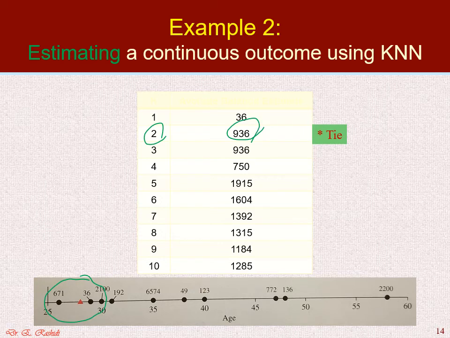So that's our prediction. Also for k equal to 3, we are still going to make a prediction of $936 as the average balance. For k equal to 4, our estimation of the average balance is 750. And as you see here, as we increase the number of neighbors, our prediction for the average balance is decreasing.